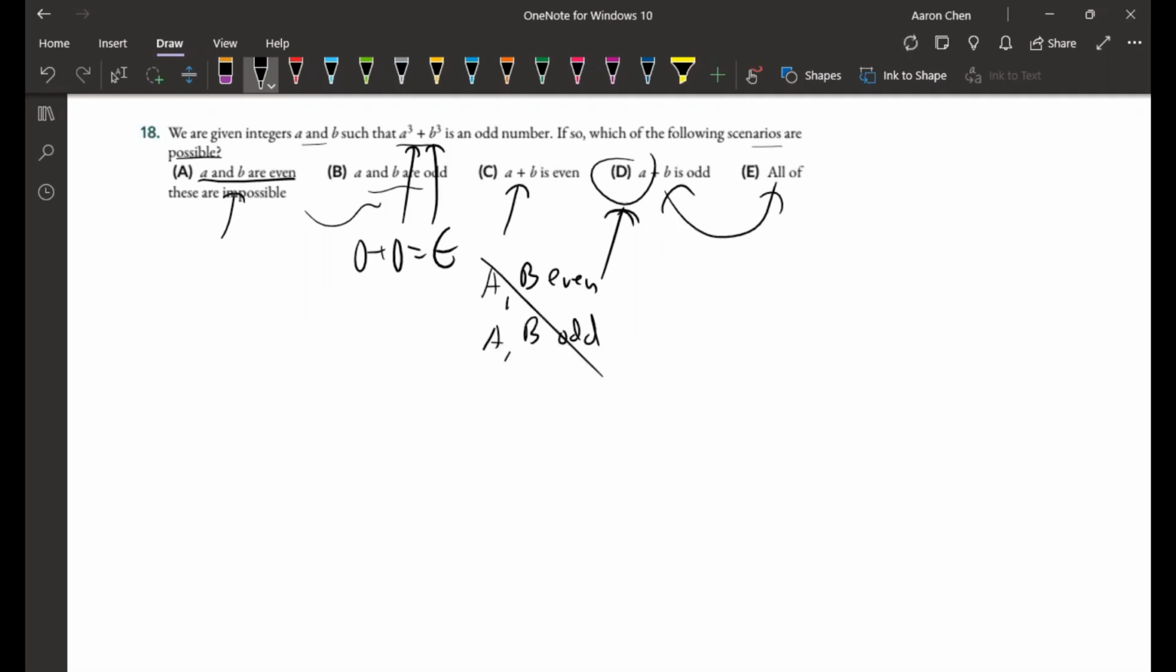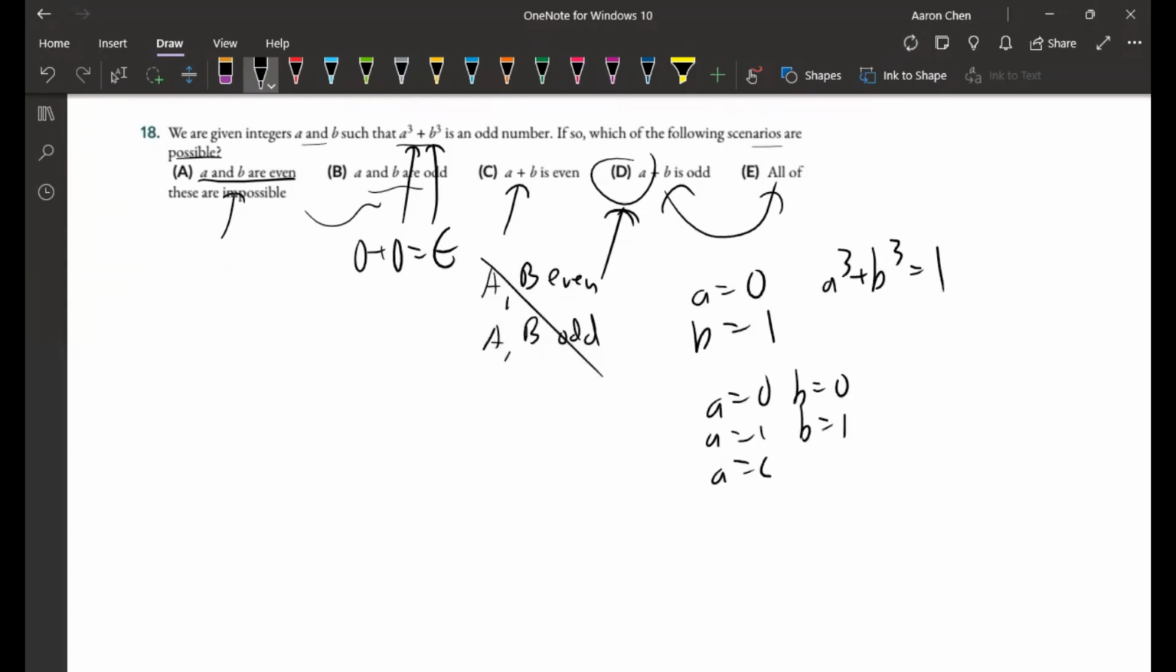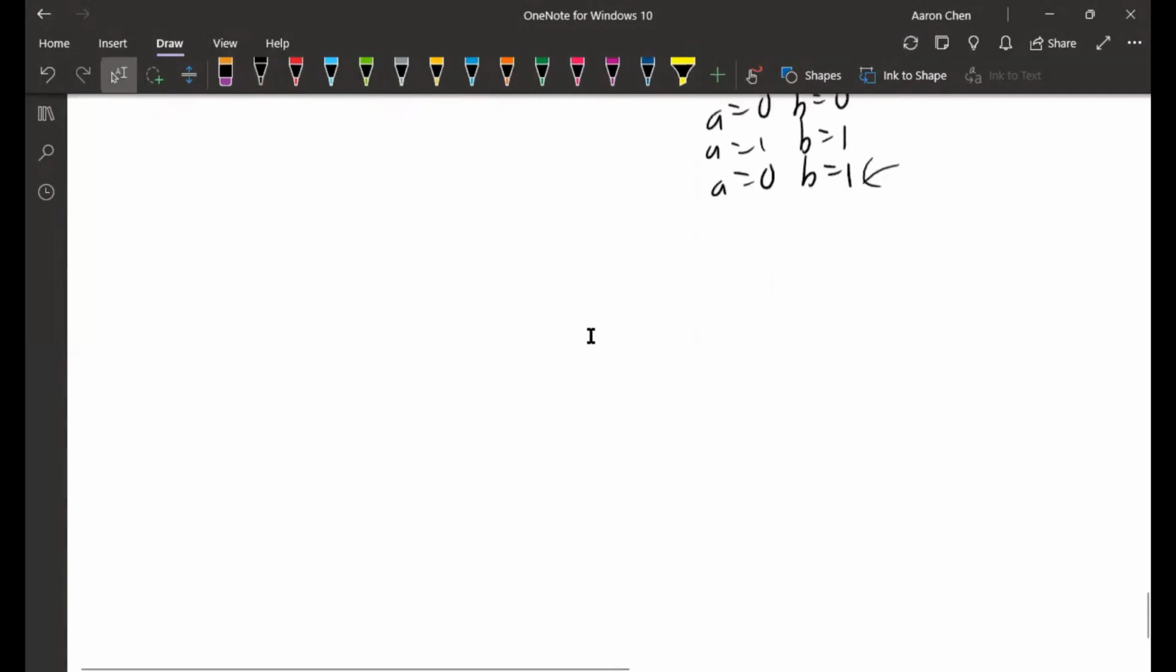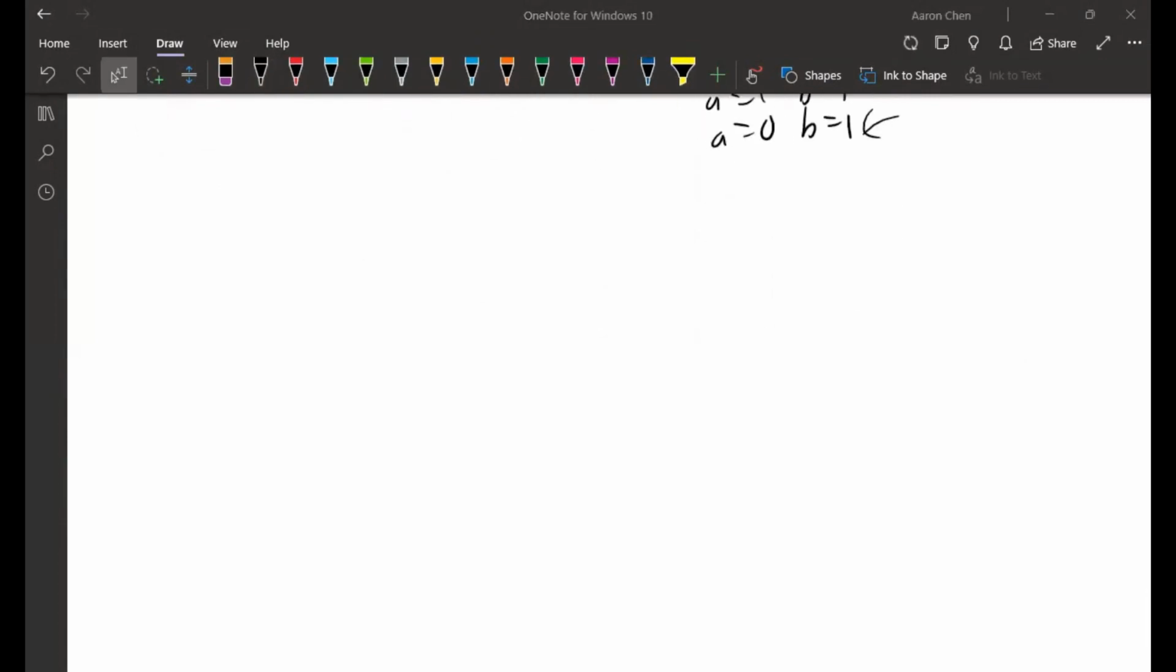And if you want, I can show an example for why D works. So let's say A equals 0 and B equals 1. Then A cubed plus B cubed is just 1. And yeah, that works. So if you wanted, you could have also just tried variations of A equals 0, B equals 0, A equals 1, B equals 1, or A equals 0, B equals 1, and you would have eventually seen that this worked. So this problem wasn't really that bad, especially for an 18. And so now next up is question number 19.